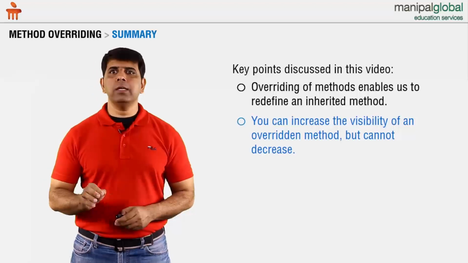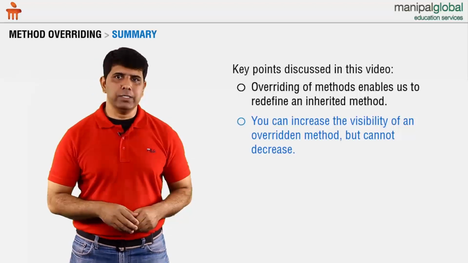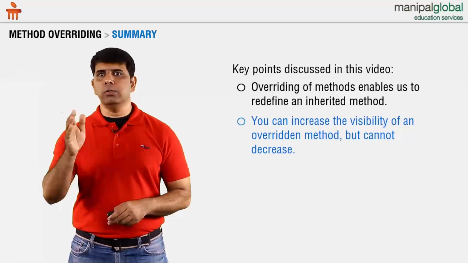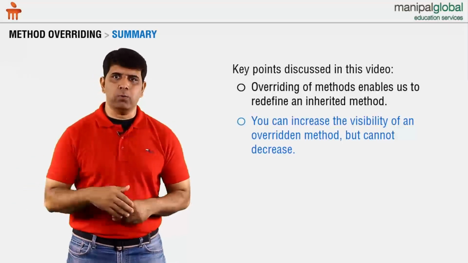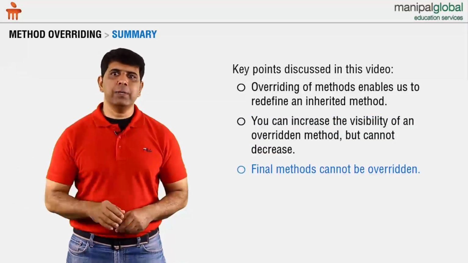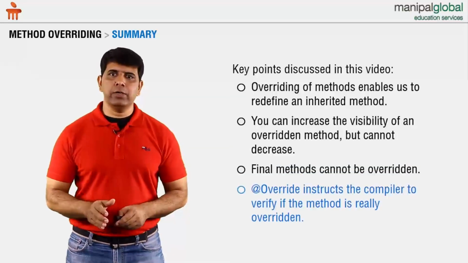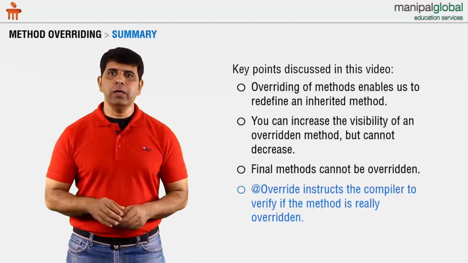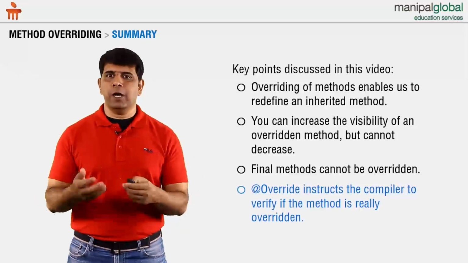Now, you can increase the visibility of an overridden method, but you cannot decrease it. Meaning, you can only increase from protected to public, package level to protected or public and so on, but not vice versa. Final methods cannot be overridden, and @override is an annotation introduced in Java 1.5 that instructs the compiler to verify if a method is really overridden or is it probably a logical error.